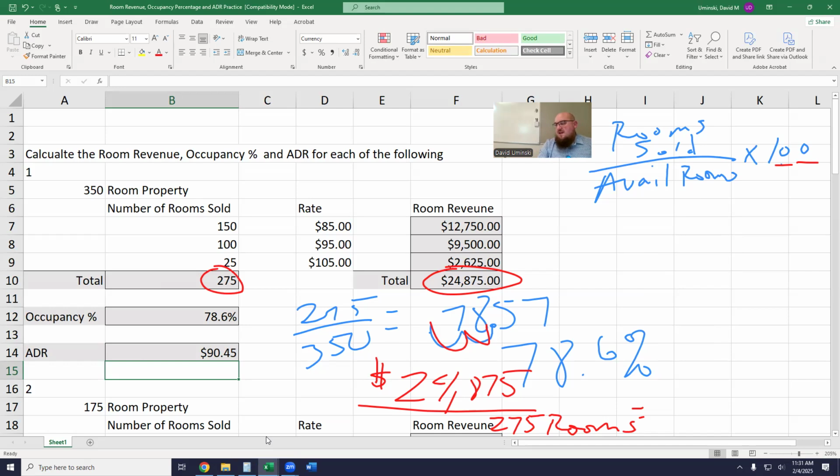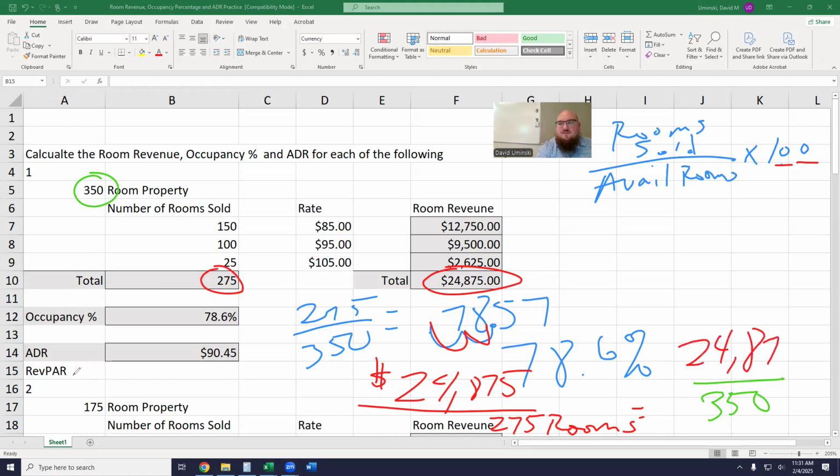Okay. Right below the ADR, I did not have RevPAR on this one. So go ahead and write in RevPAR, revenue per available room. Instead of the 275, now we're going to use the 350. These are the available rooms we have. And so our revenue of $24,875.